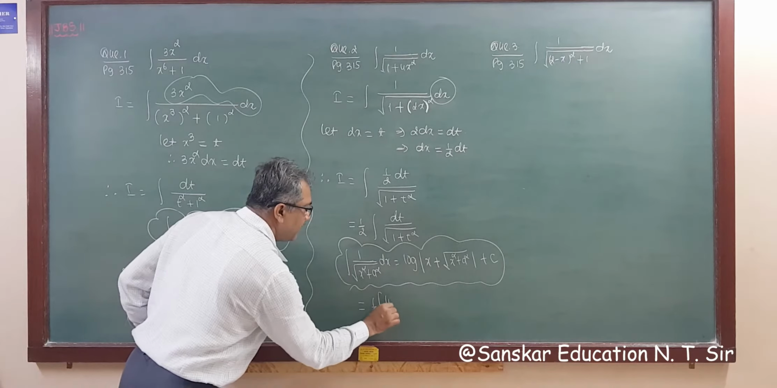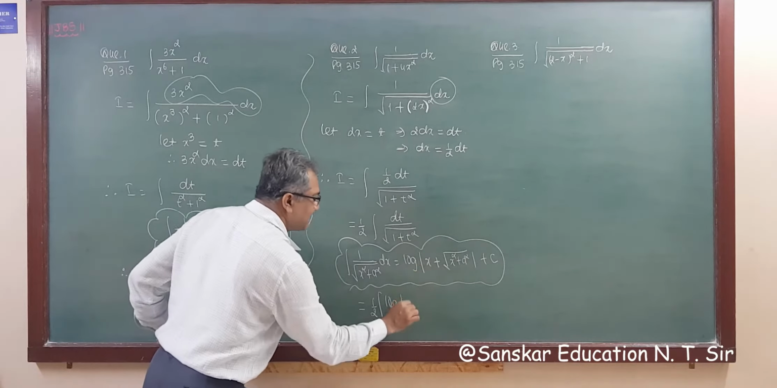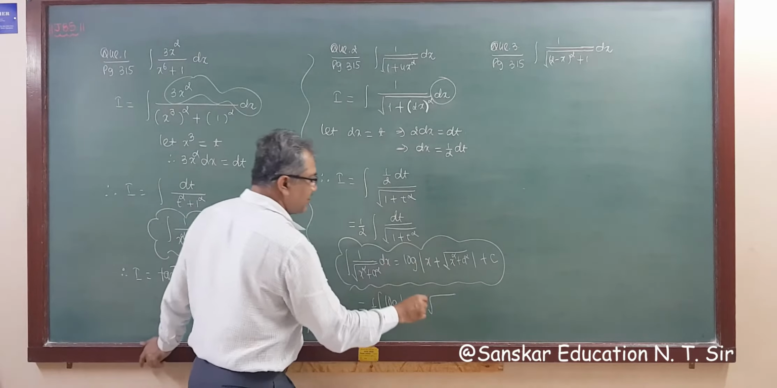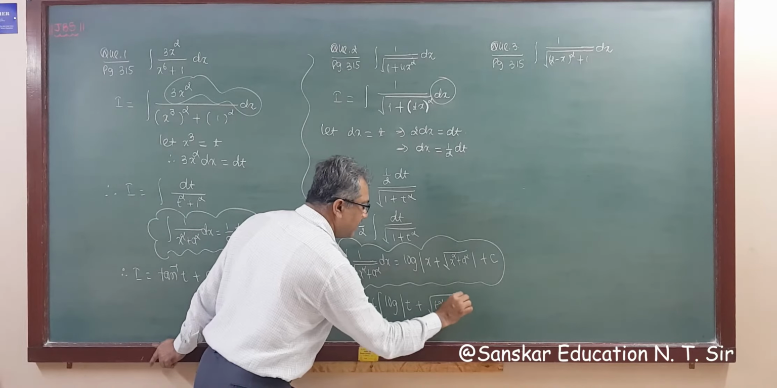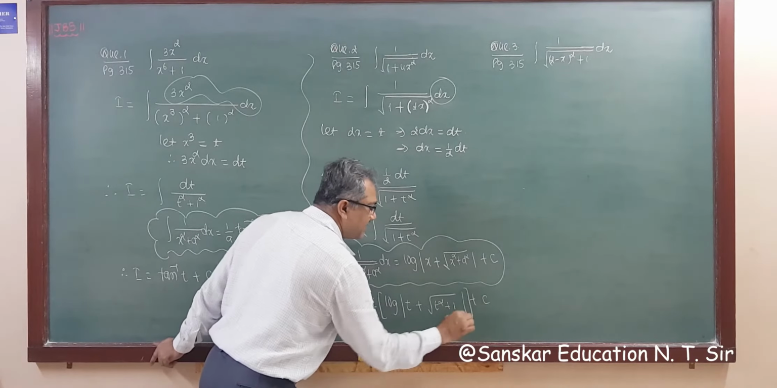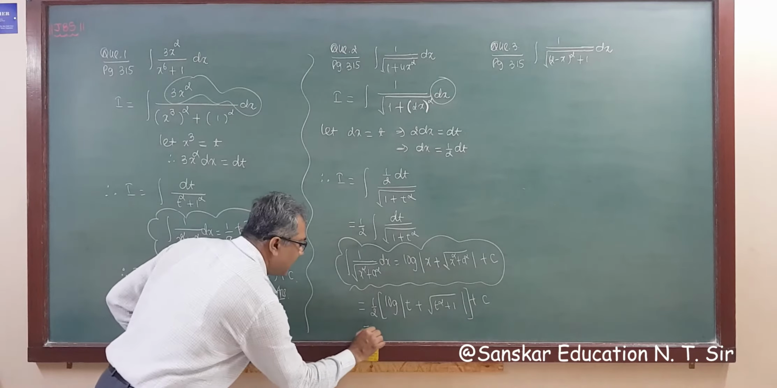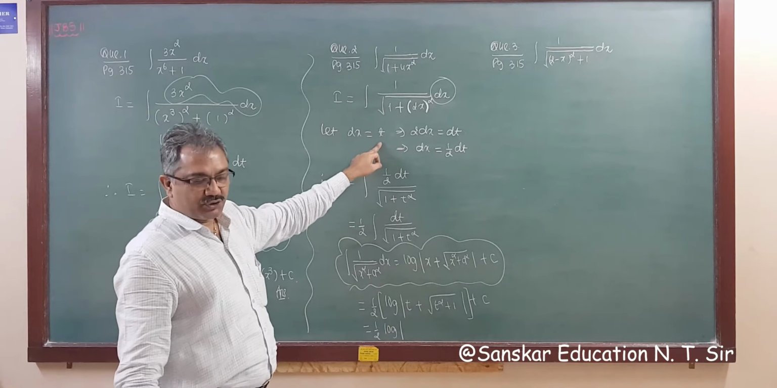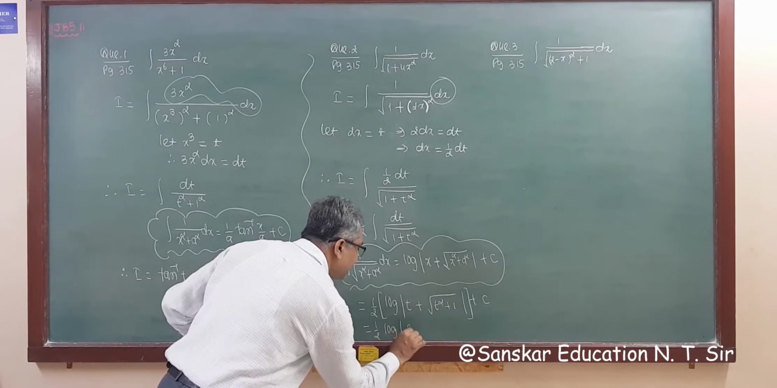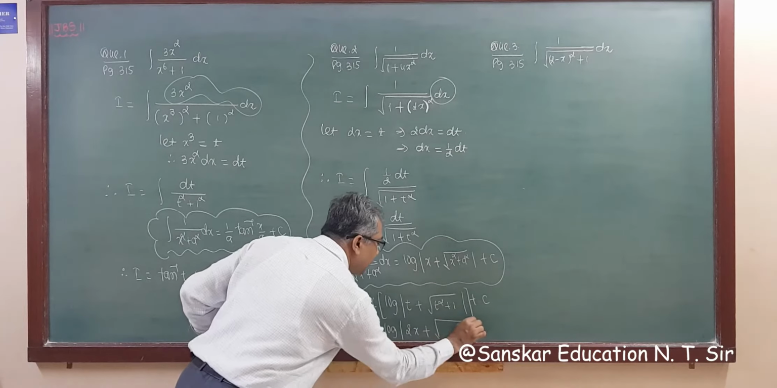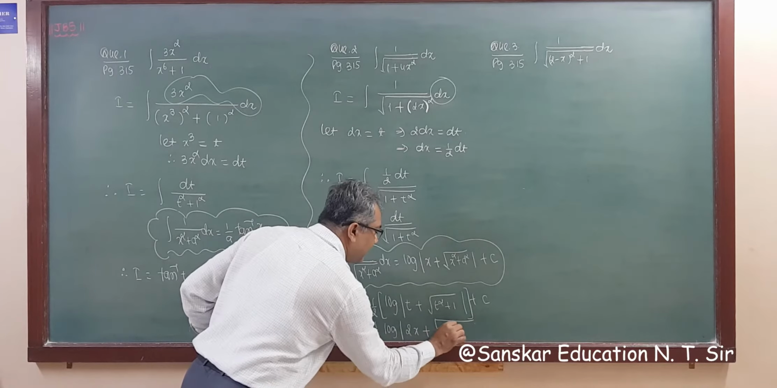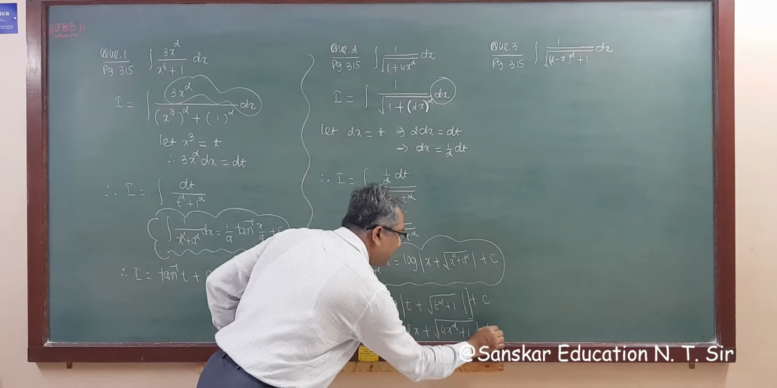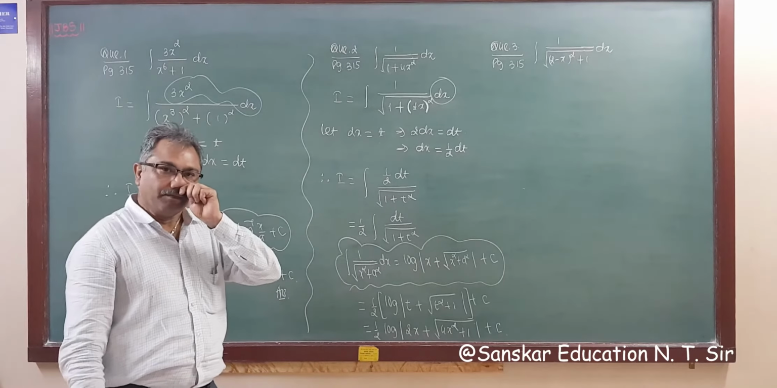Now log of modulus of x is t, plus under root x square plus a square, that is t square plus 1, and plus c, and this bracket is over. So the answer is half log. Now what is t? t is twice x, so substituting the value twice x here, what we get? Twice x plus under root t square, which is 4x square, as t is twice x, plus 1, and plus c. This is your answer, right?